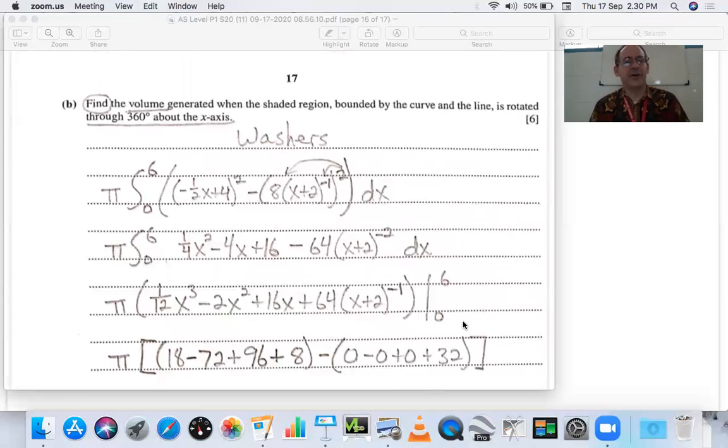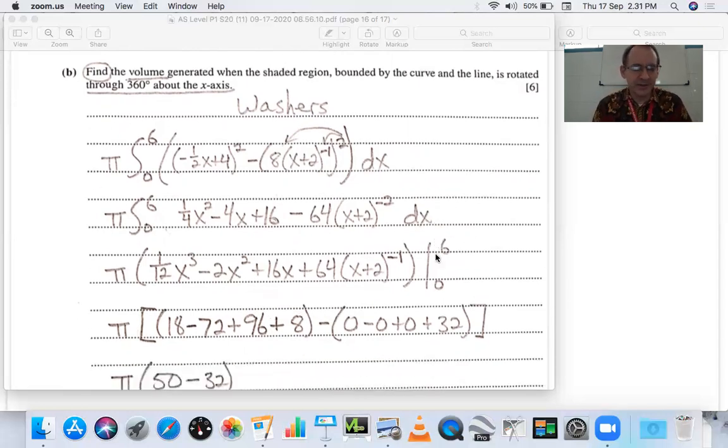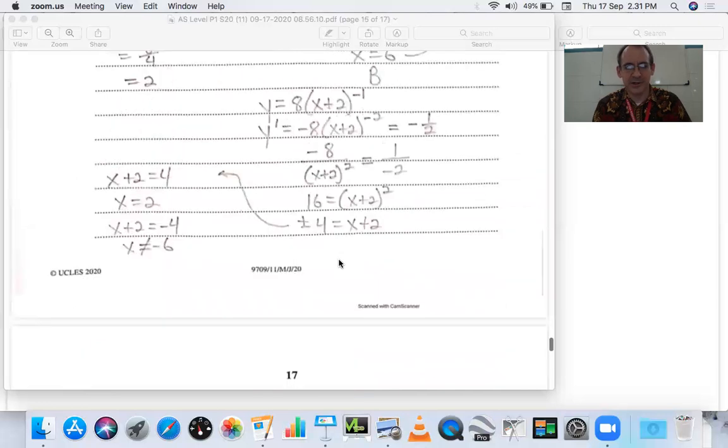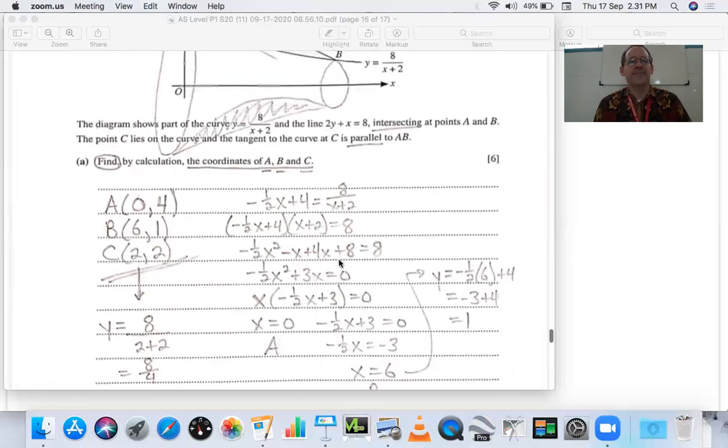Now, find the volume generated when the shaded region bounded by the curve and the line is rotated through 360 degrees about the x-axis. Now, this one happens to be a little rare. In the last probably 10 years of past papers, I've only seen, I think, 2 washers examples in the past papers. So here we have it again for the start of our 2020 syllabus.